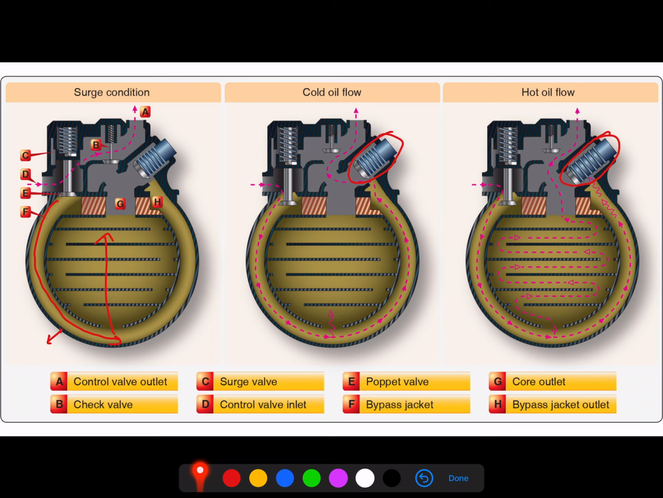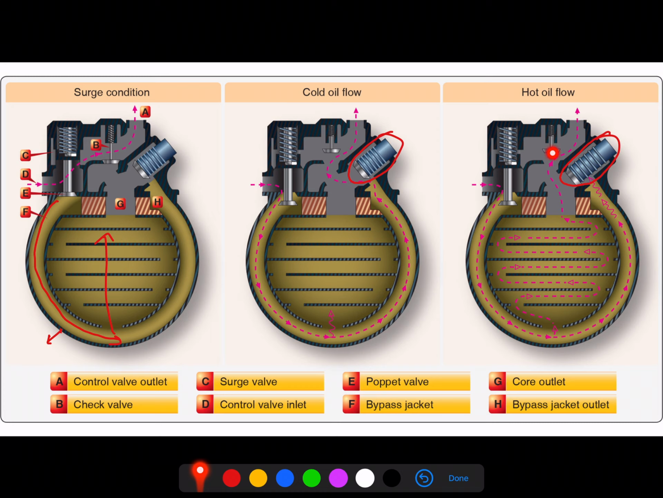As it starts to heat up, it reaches its closed position. So when it reaches its fully closed position, it now prevents any oil from bypassing through this bypass jacket and forces all of the oil to flow through the core, where it can exchange heat with the surrounding air that's flowing through it. The last component that we see in this control unit is our check valve.